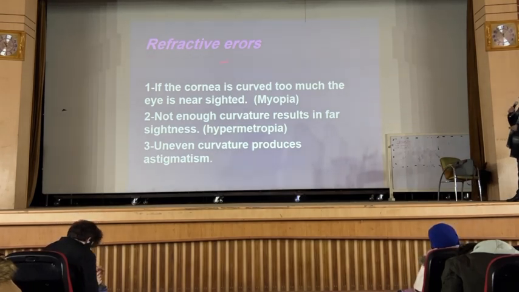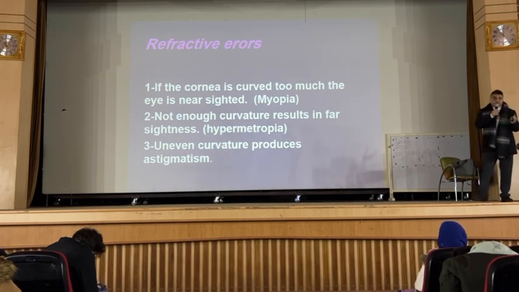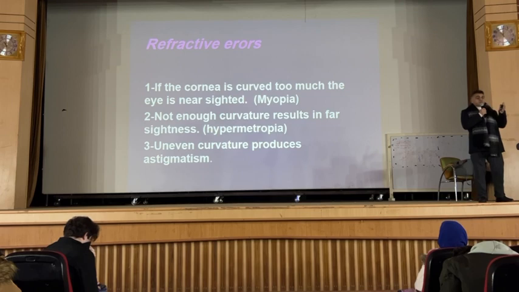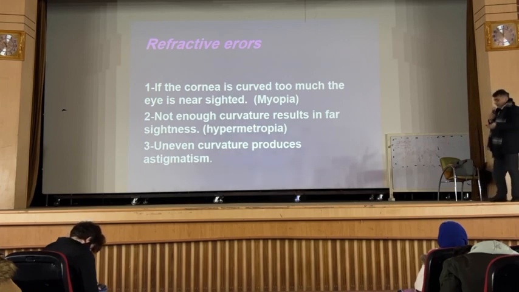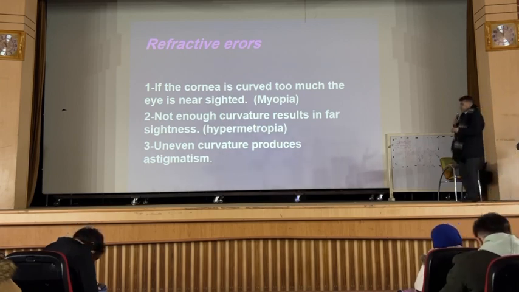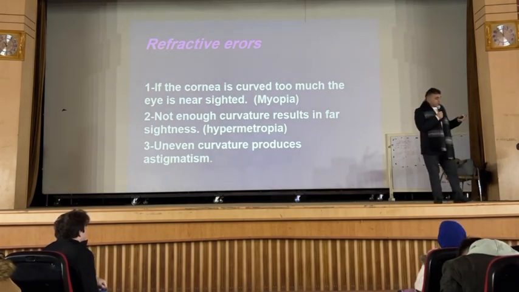What about errors of refraction? If the cornea is curved too much, more than normal, the patient will be nearsighted, or myopia. If there is not enough curvature, there will be hypermetropia. If there is unequal curvature, for example between the vertical meridian and the horizontal meridian, there will be astigmatism. So these are the three main refractive errors: myopia, hypermetropia, and astigmatism.